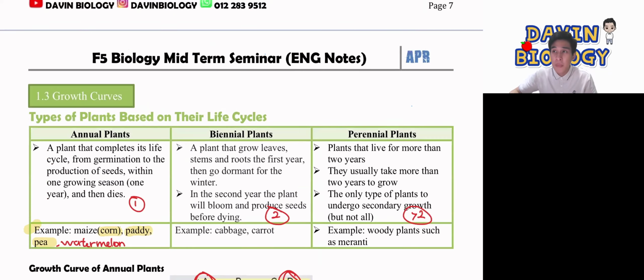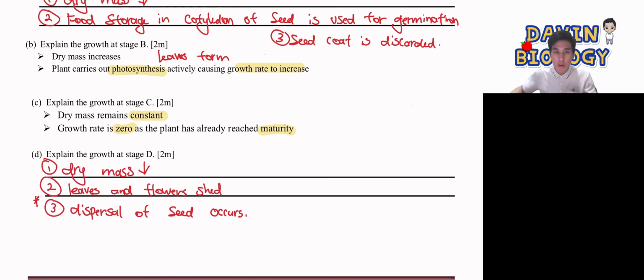Okay, done. That is annual plant. Now, done already. We look at secondary. Secondary, right? I realize is the least asked among the three. Like, they don't care about this.